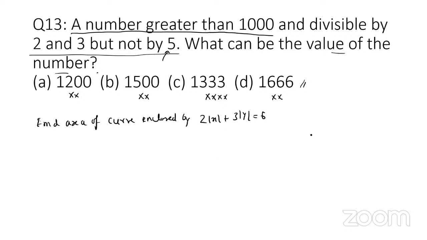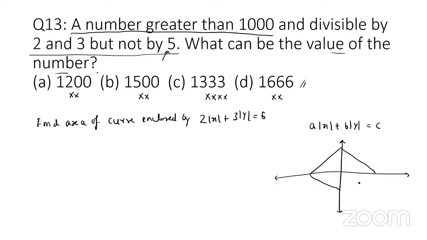Guys, whenever we have such kind of question, let's say a|x| + b|y| = c, the graph of such a function is always a kind of rhombus, right? It must always be a kind of rhombus. What should be the lengths of the diagonals of the rhombus?